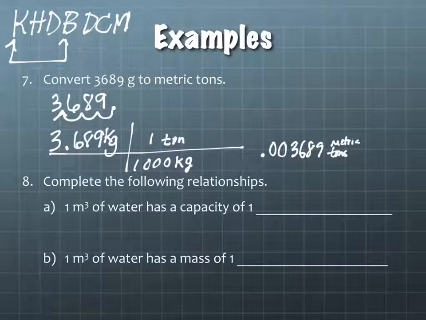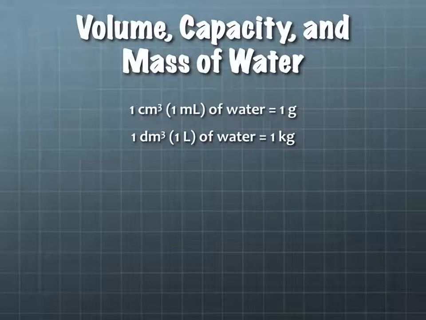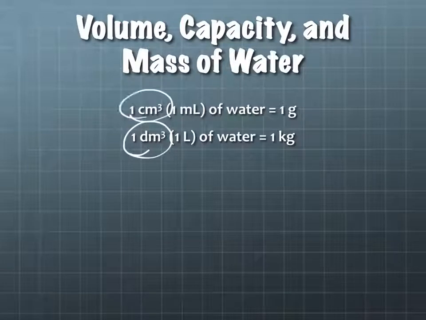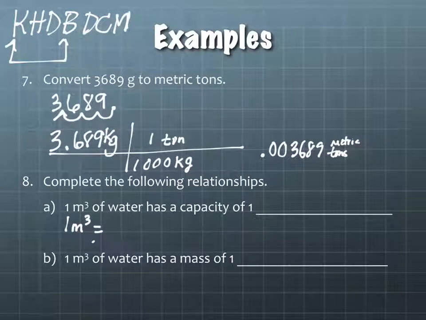All right, the next two ask us to complete the following relationship. It says 1 cubic meter of water has a capacity of 1 what? So we're looking for cubic meters of water. If you take a look at this, we can talk about different relationships between cubic meters and other types of metric measurements in cubes. In particular, decimeters might be useful because here we have decimeters cubed, centimeters cubed, and decimeters cubed is a closer relationship. So 1 meter cubed is the same thing as 1,000 decimeters cubed.